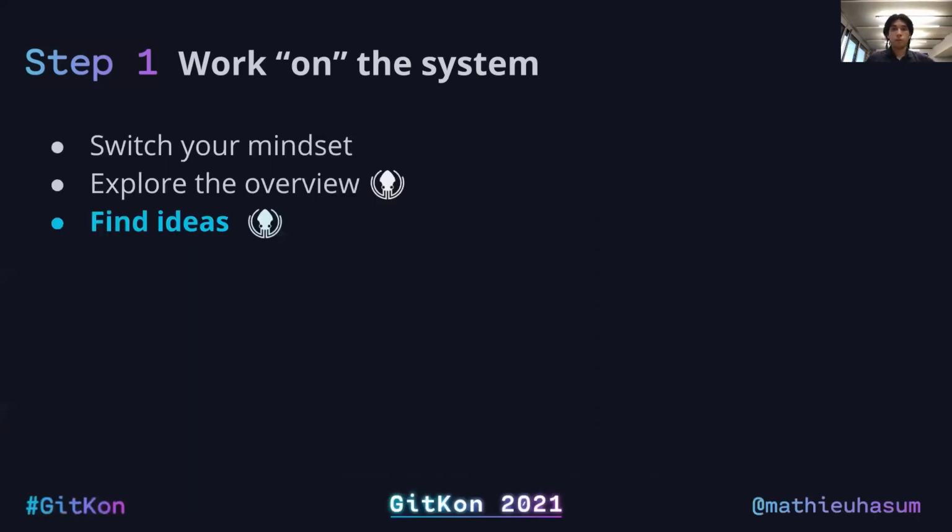So when you have this overview, you can start generating ideas. I'm going to give a few, but at some point you will need to come up with your own ideas. First, maybe why not start using emojis in commit messages?